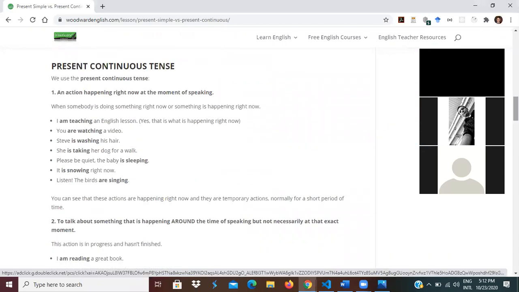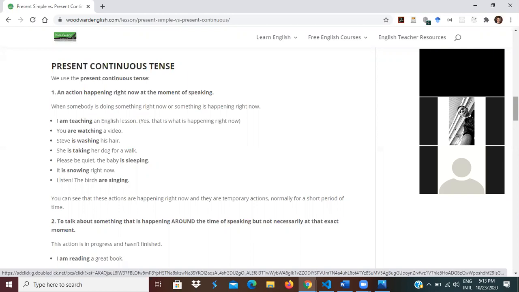Present continuous tense. The present continuous tense is an action happening right now, at the moment of speaking. What this means is an action that happens right now, exactly. For example, I am teaching the class. It's something that is happening right now. Example: I am teaching an English lesson. That's what I'm doing right now, and that's something true.